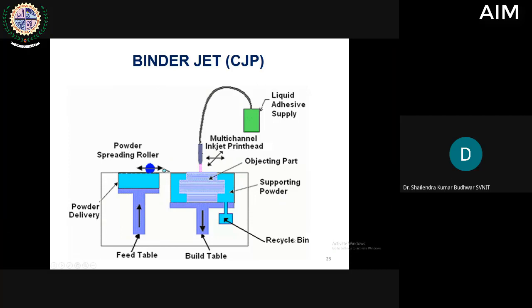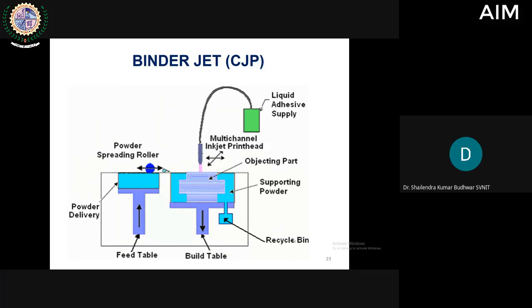The next one is binder jetting. Sometimes it is also called colored jet printing. This type of technique is mainly used for metal, sand, and ceramics that come in powder form. Here, a binder is selectively deposited onto the powder bed, bonding these areas together to form a solid part one layer at a time.